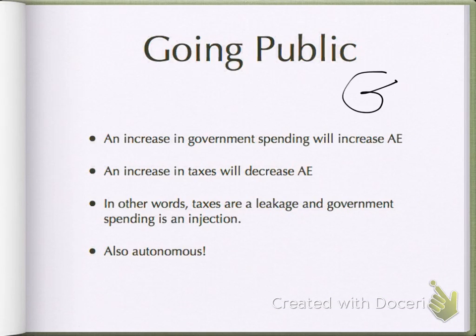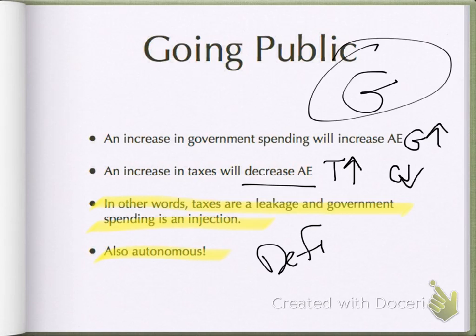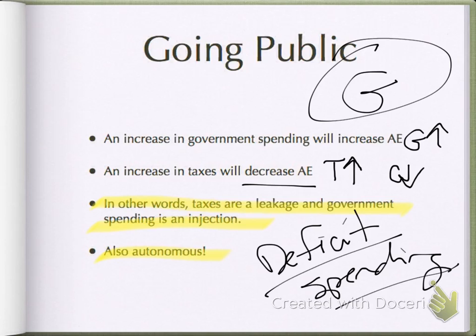And we need to add the government, G. If government spending goes up, aggregate expenditures will go up. If taxes go up, aggregate expenditures will go down because consumption would go down, right? So in Keynesian language, taxes are a leakage and government spending is an injection. Again, this is autonomous, and you can see the invention here of deficit spending. Because if this is true, what Keynes is saying is to get out of a recession, have a whole bunch of G and lower T, and that's going to shift AE up. Now notice there's nothing about inflation. It's a weakness in the model.